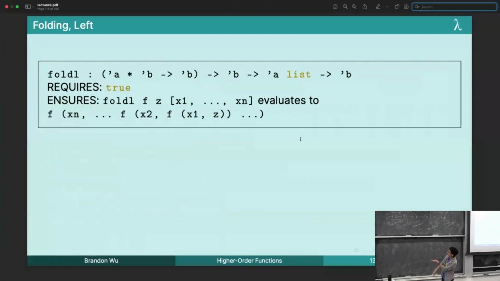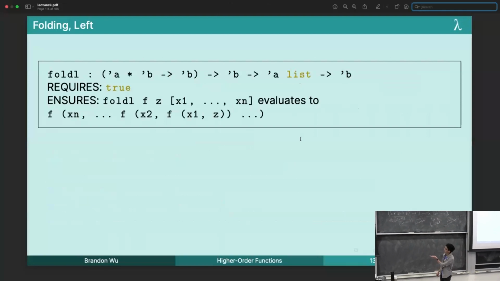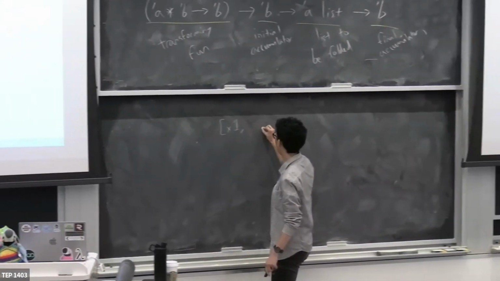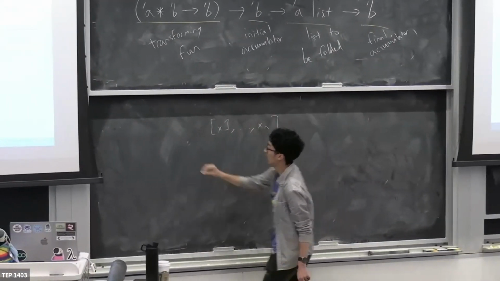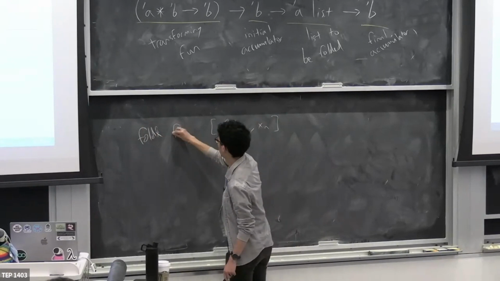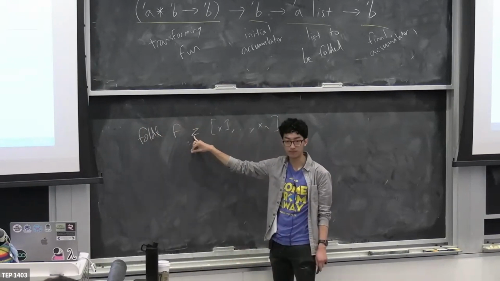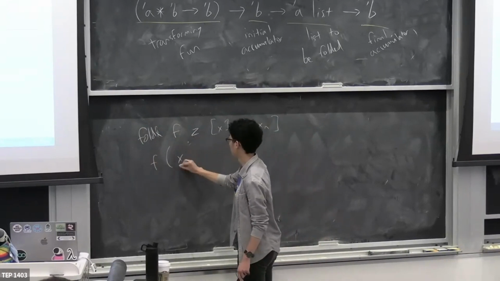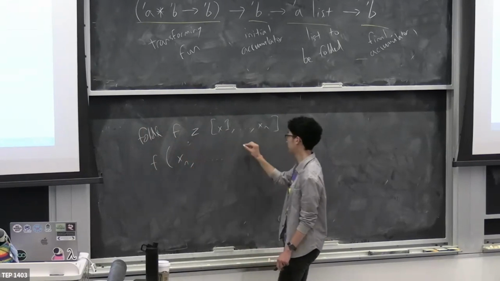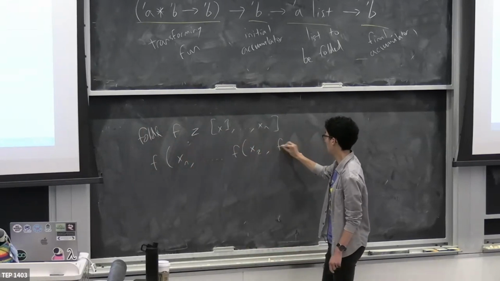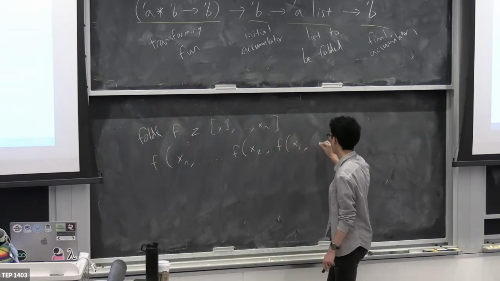Fold L has that exact type I just described to you, but fold L is going to fold from the left. What I mean by that is if I have a list of x1 through xn, and I fold L, and by convention this is usually called F, and then Z, my initial accumulator, this is going to evaluate to this: F given xn, iterate that process, and in the very middle, I'm going to have F given x2 of F given x1 of Z.